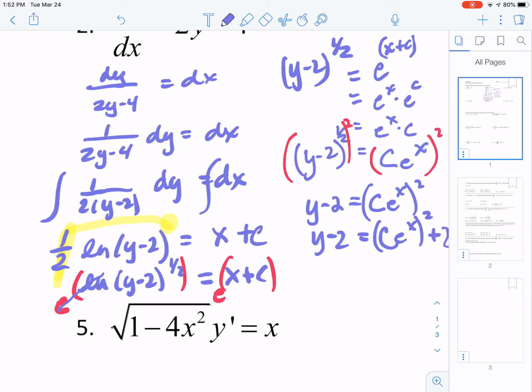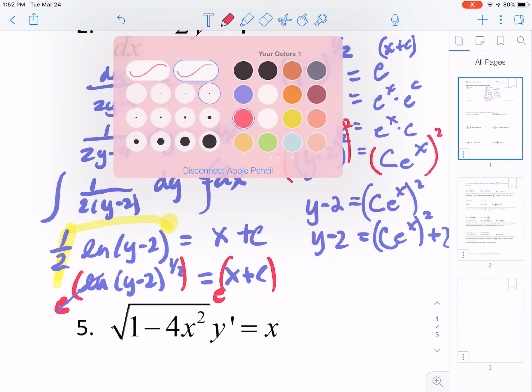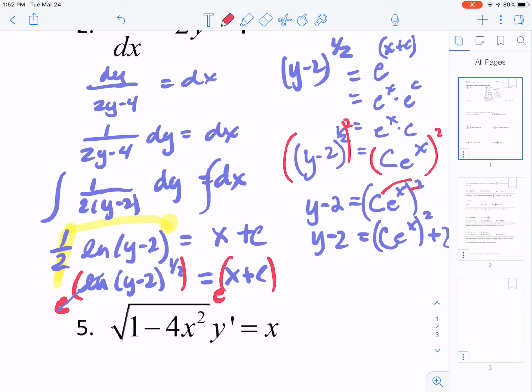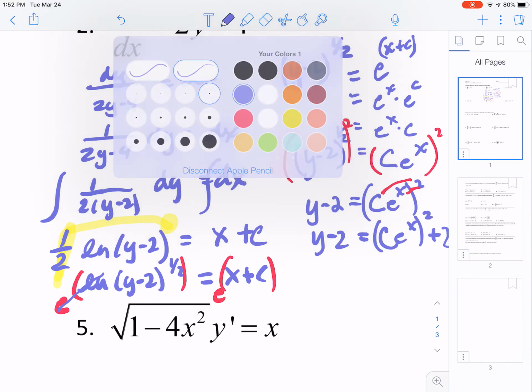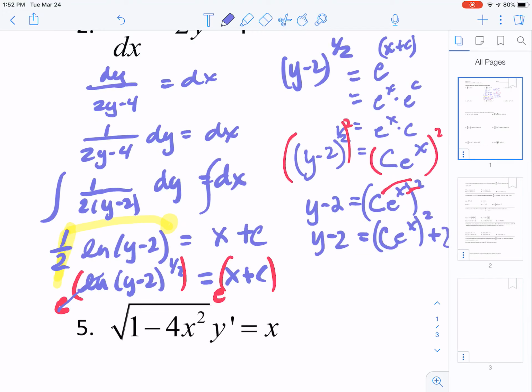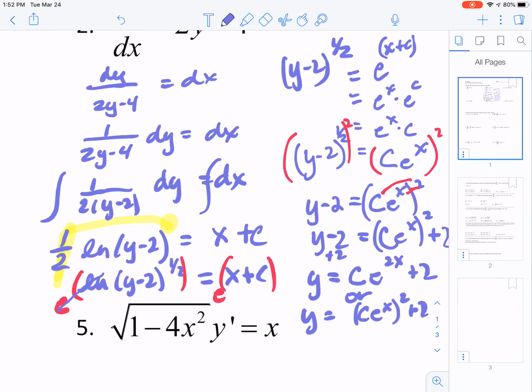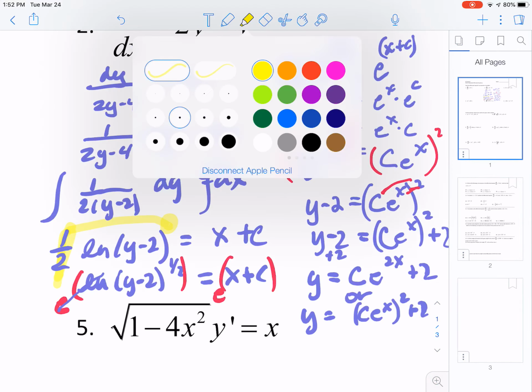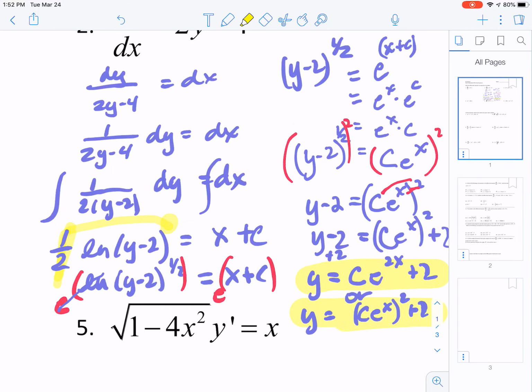You could think of it as c being raised to the second power, and the e to the x is being raised as well. Well, c squared is just a constant. So you could technically write this as y equals c e to the 2x plus 2. Or you could write it y equals c e to the x squared plus 2. Those are the same answer, and both are okay. So this is okay, and that's okay.